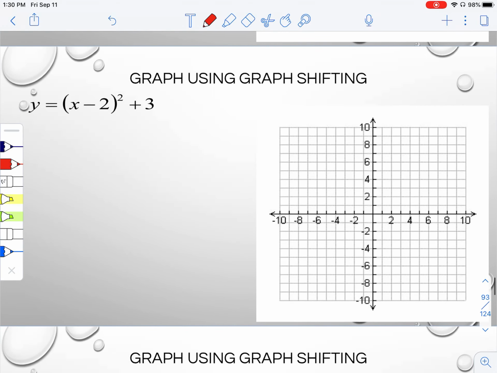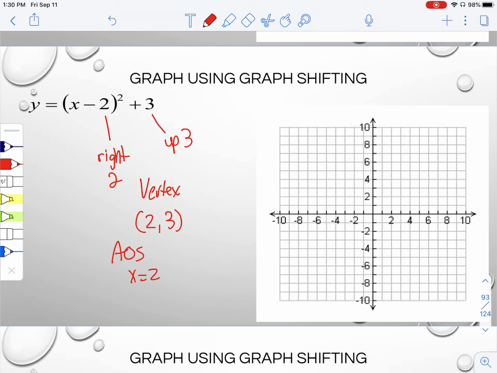One thing I always like to do in my classes is just dissect to see exactly what all of the transformations are that this graph is having. Most people state the obvious. Here our graph is going right 2 and up 3 with a vertex at (2, 3), and our axis of symmetry is at x equals 2.